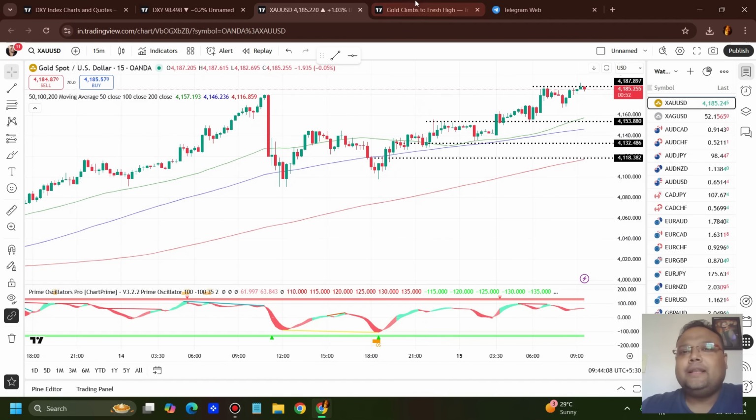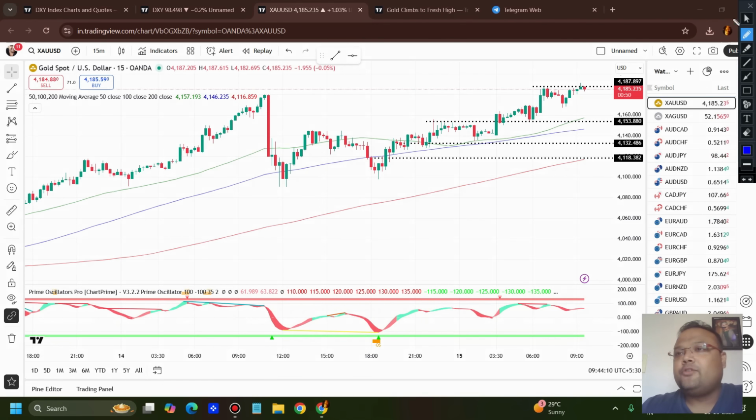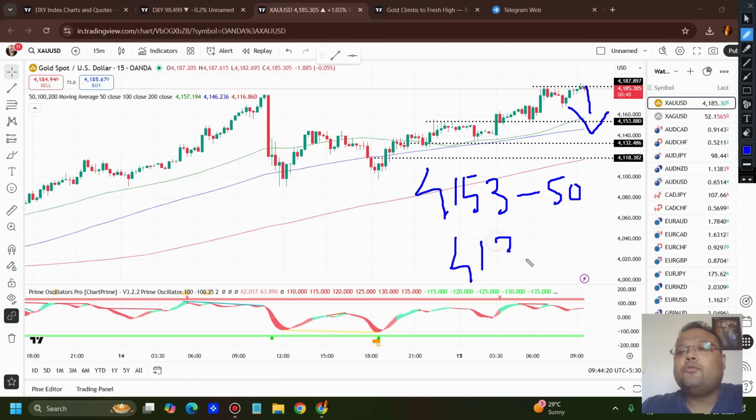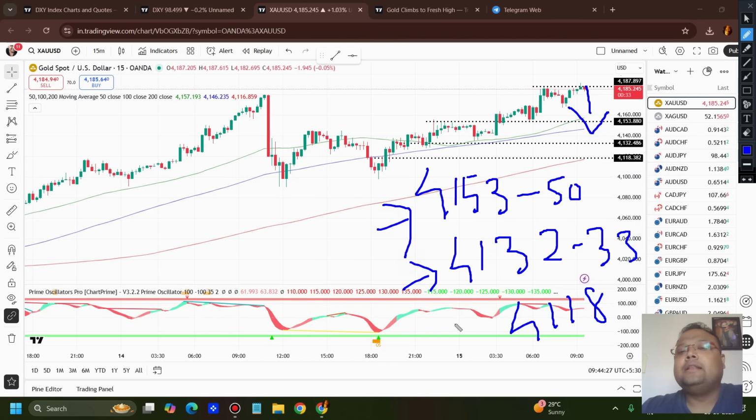So where are the levels then? My dear friends, you can see I have already drawn a few lines here. If the market comes down for correction during the day, we can look for a buy around 4153.50. Then we have a support around 4132.33. Then 4118. These are the three levels on the chart of gold where we can look for a buy, because these are the retracement levels.